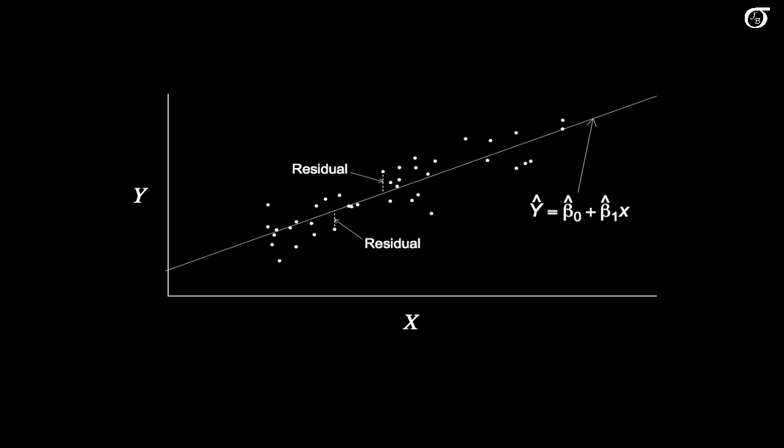Here we have a scatter plot, and we have our estimated regression line drawn through those points. And the residuals, as you see here, are these vertical distances, the distance between the point and the line for all of these points. Every point has a residual associated with it, the vertical distance between that point and the line. Points below the line have negative residuals, and points above the line have positive residuals.